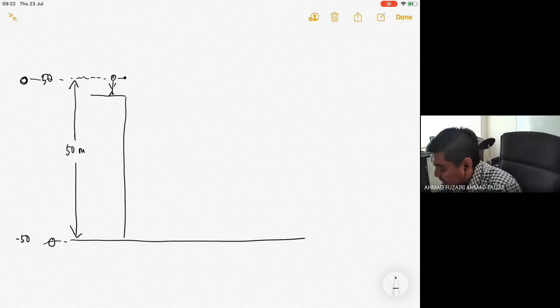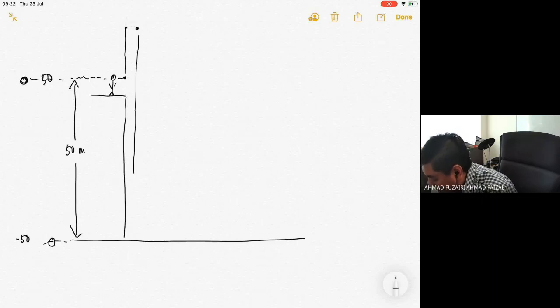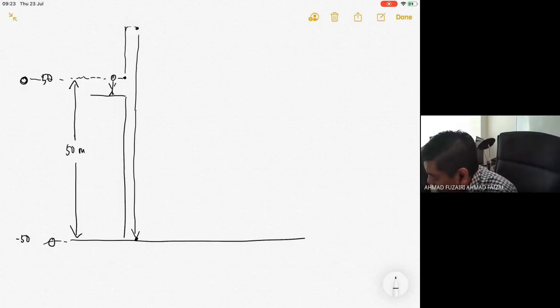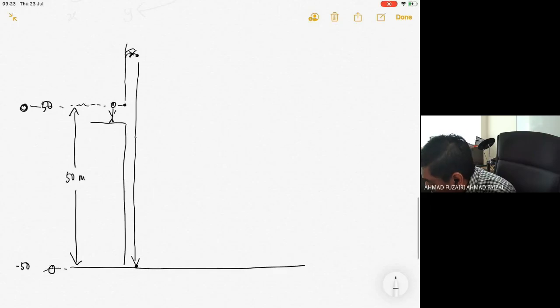So maksudnya dia akan baling ke atas. At one point, it reaches the maximum and goes straight down. Dekat atas ni dia akan jadi one time, this is the maximum height.